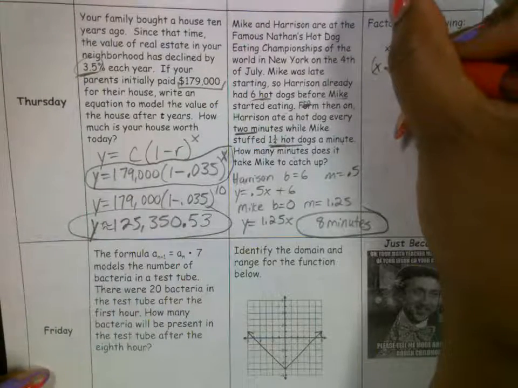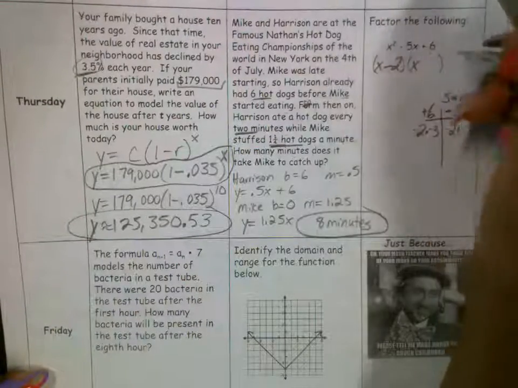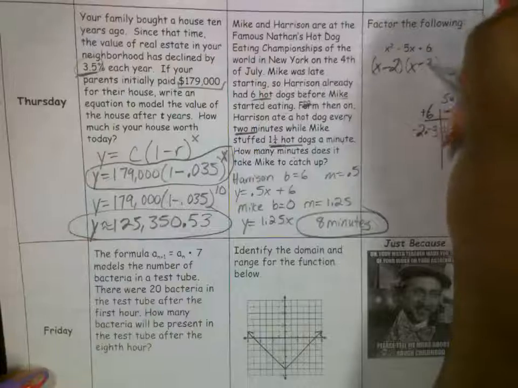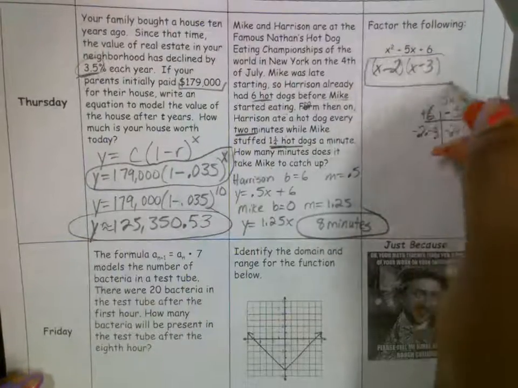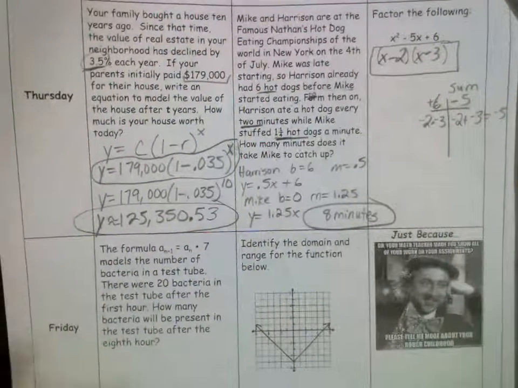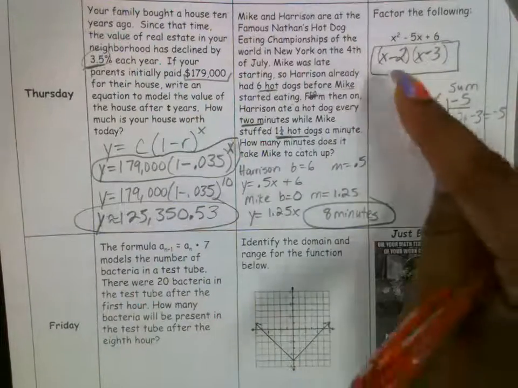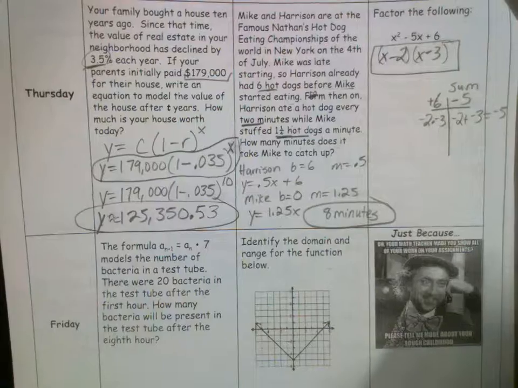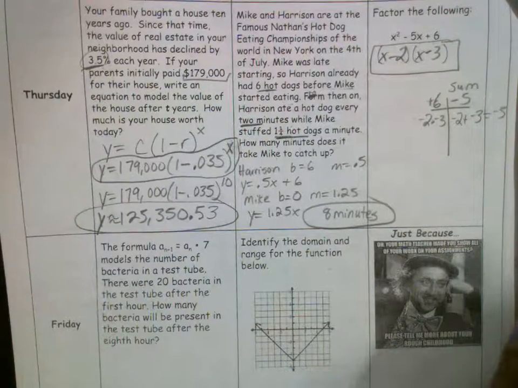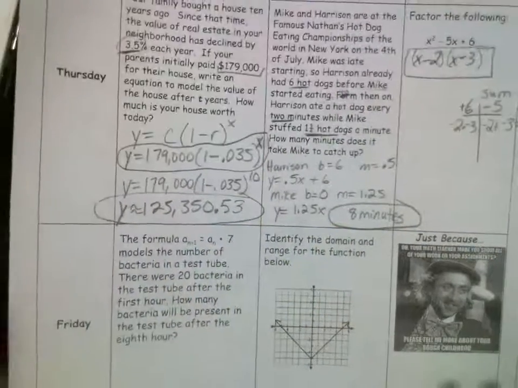So what am I going to put in each parenthesis? 2. What kind of 2? -2, and then what? And this is factoring. It didn't say solve, it just said factor. So those two binomials, if I multiply them together, I'm going to get this trinomial there. Any questions? Okay. All right, good job.